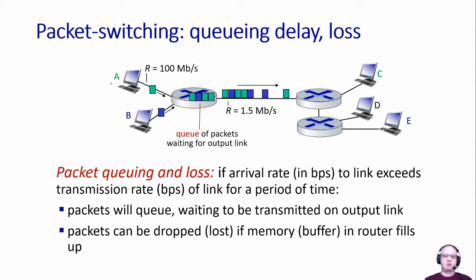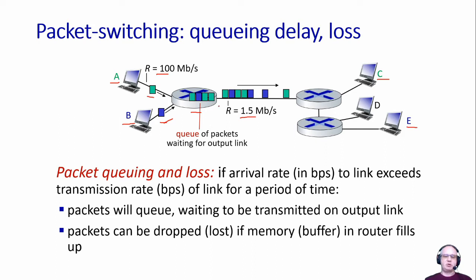Suppose we have a situation where a node A wants to send data to node C and node B wants to send data to node E. They are connected through a shared link that packets going from A to C and B to E have to travel. Now suppose further that this link has a smaller capacity, maybe only 1.5 megabits per second, than either of the links from A and B to this shared element. So in this case, what happens? Well, only one packet can be transmitted on this link at a time, either one of those green packets or one of those blue packets.